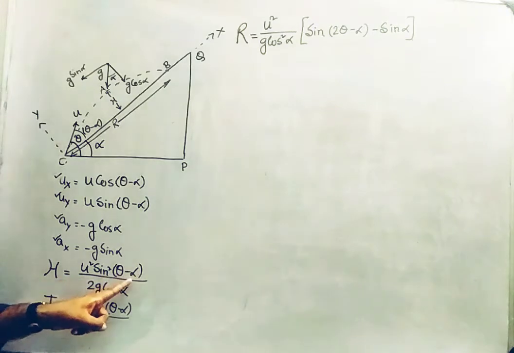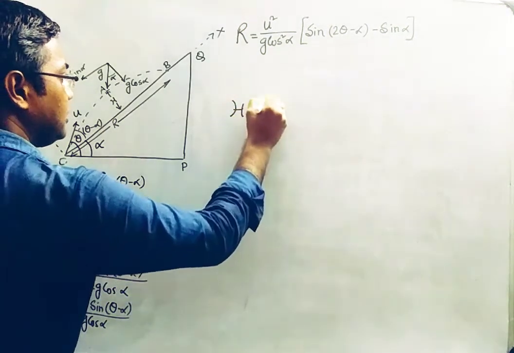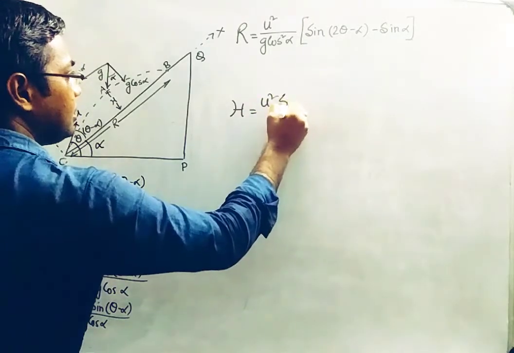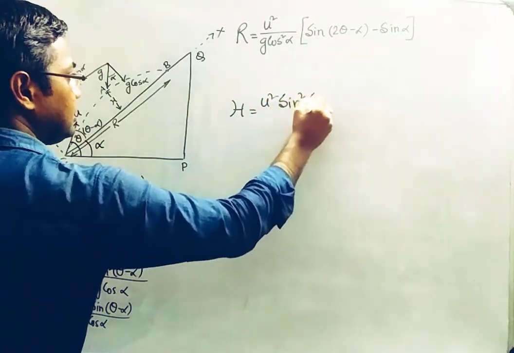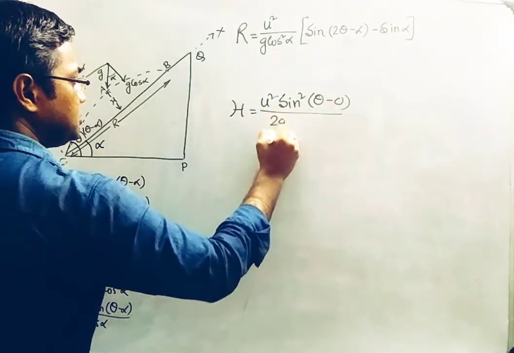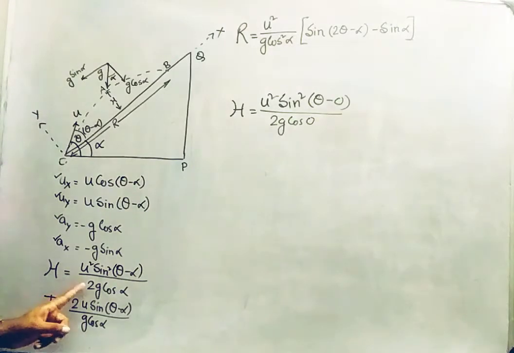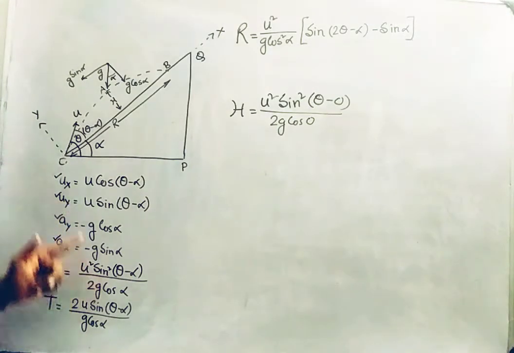So if I put alpha equal to 0 in this equation, that is the equation of maximum height, h equals u square sine square theta minus 0 divided by 2g into cos 0. In this expression, I put alpha equal to 0, the angle of inclination is 0.